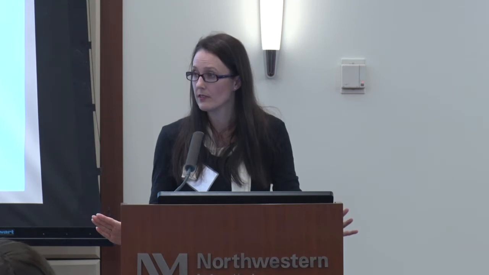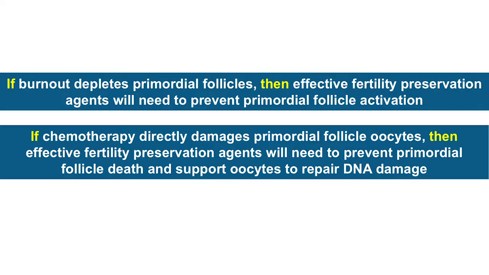And so trying to understand the mechanisms that underlie the depletion of primordial follicles really is not just an academic endeavour. It's really important because by understanding the mechanism, that's going to really inform how we go about designing fertility preservation agents. So if burnout depletes primordial follicles, then effective fertility preservation agents will really need to prevent primordial follicle activation. Alternatively, if chemotherapy directly damages primordial follicle oocytes, then effective fertility preservation agents will need to prevent primordial follicle death and support oocytes to repair their DNA damage. Or it could be that both options are required.